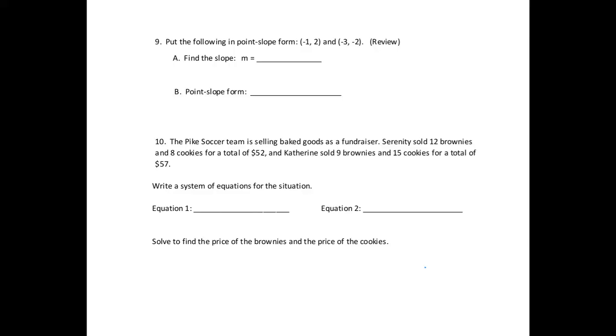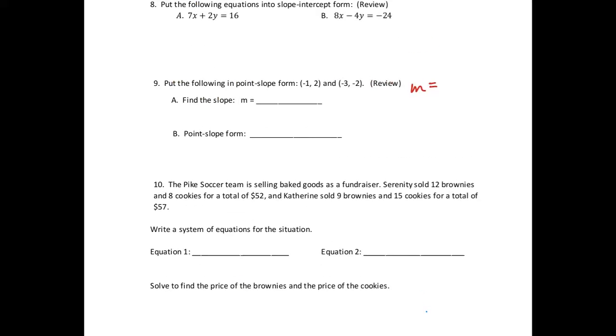To find slope, you need that slope formula, which is rise over run, change in your y's, y sub 2 minus y sub 1, all divided by x sub 2 minus x sub 1.